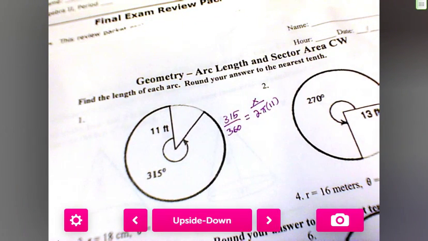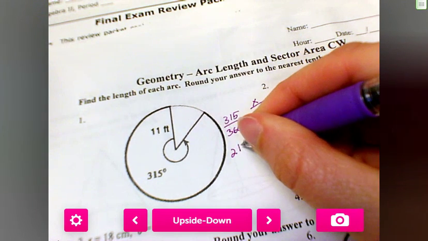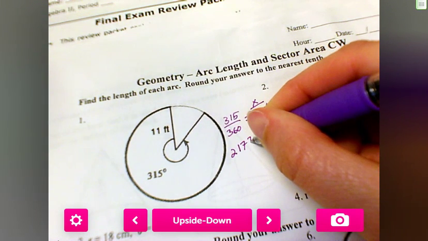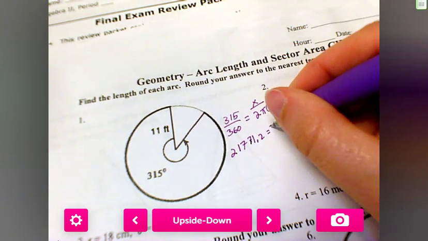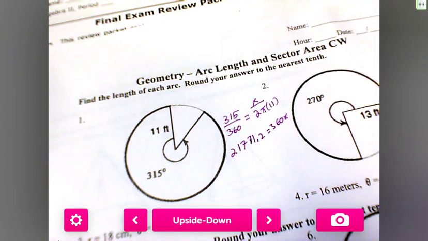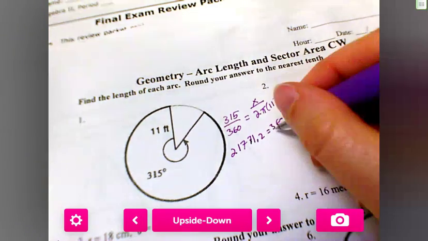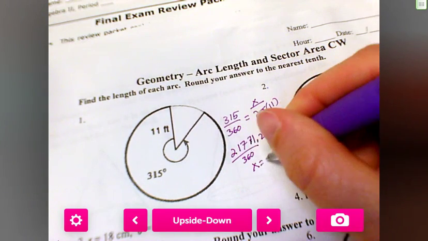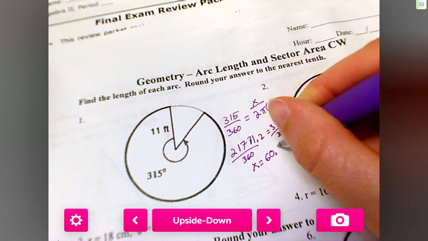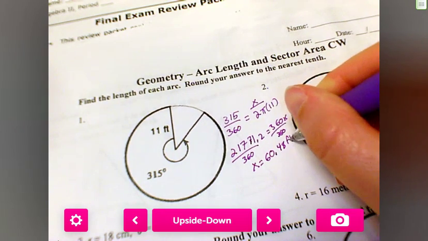So I'm going to go 2 pi 11 times 315 equals 21,771.2 equals 360x. And then I'm going to divide it by 360. And x equals 60.48 feet.